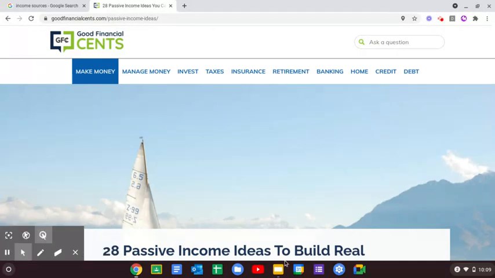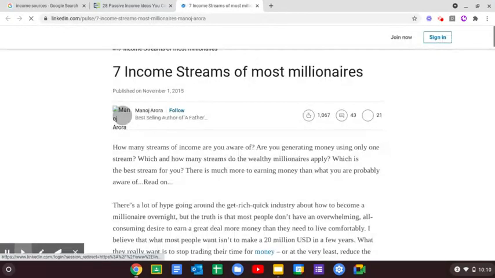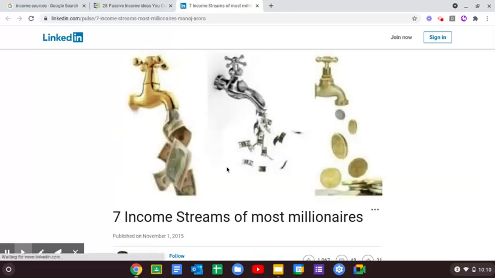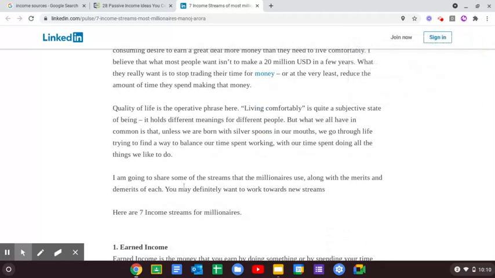All right, and we got one more thing we're going to look at today. This is from LinkedIn. Income streams of most millionaires. I think we'd all be okay if we had $1 million. I don't think anybody would be too uptight about that one.